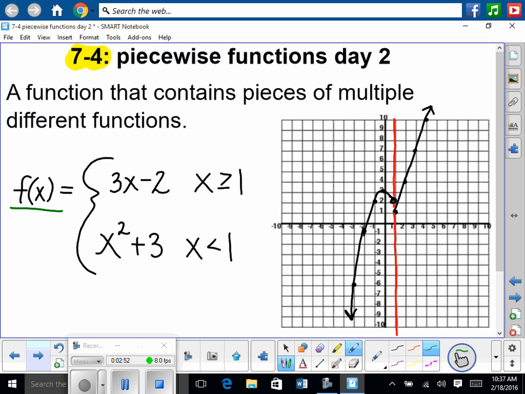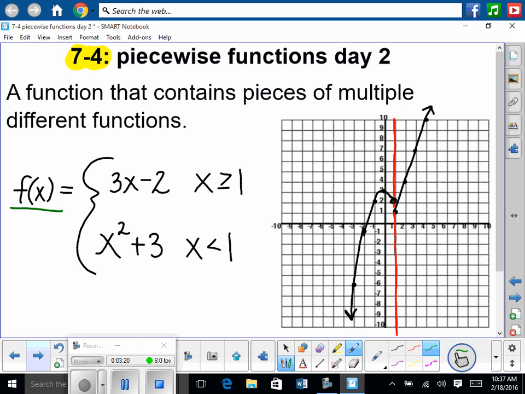So we have the line 3x minus 2. We would plot it in. But we only keep that for x values greater than or equal to 1, right? So once again, the arrow's pointing this way. So that means we're keeping this side of the restriction zone, which is the red line at 1. So everybody see my red line at 1? My restriction zone. So we're keeping that side of the line. We kept that and we erased the bottom half, right, everybody?